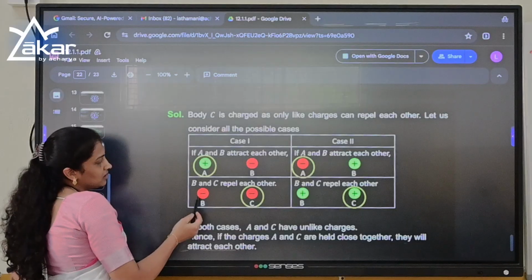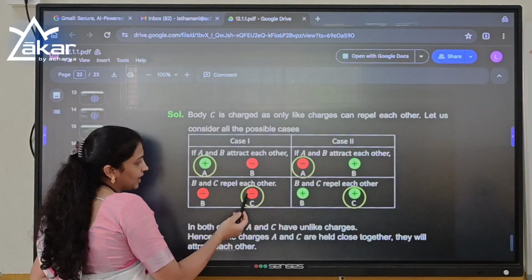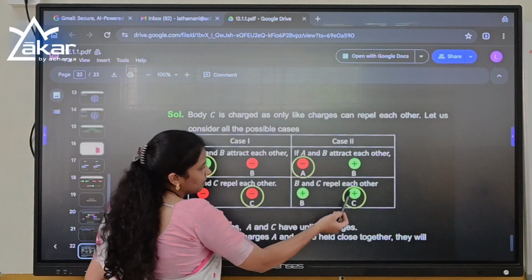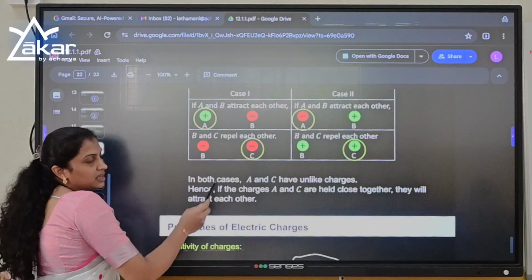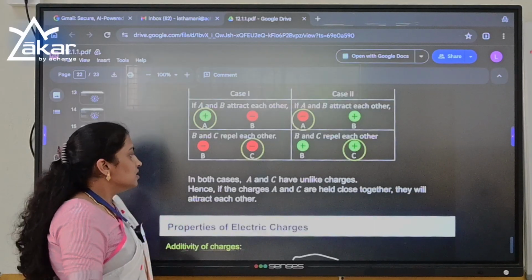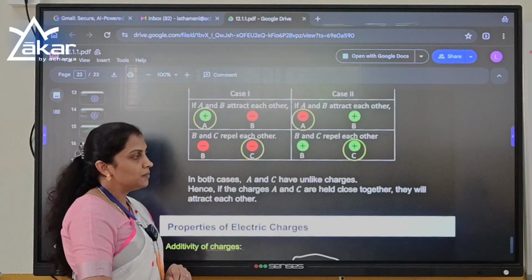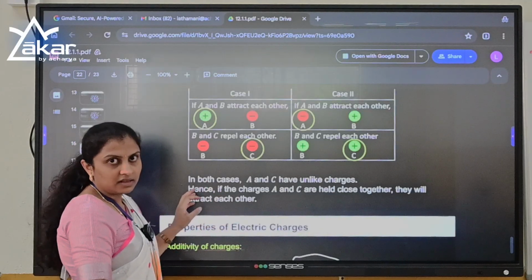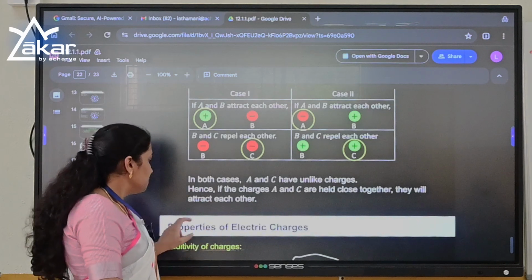You can see the third case: B and C repel each other. Why? Because negative and negative. And B and C repel each other. Why? Because positive and positive. So in both cases, A and C have unlike charges. So when A and C are held close together, they will attract each other. This is a good example for understanding like charges and unlike charges.